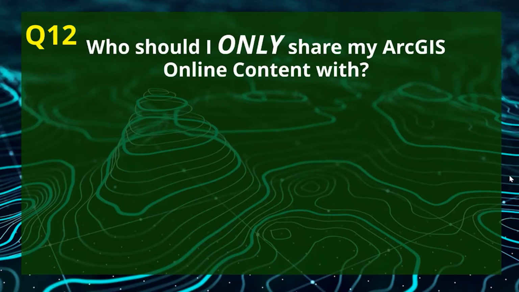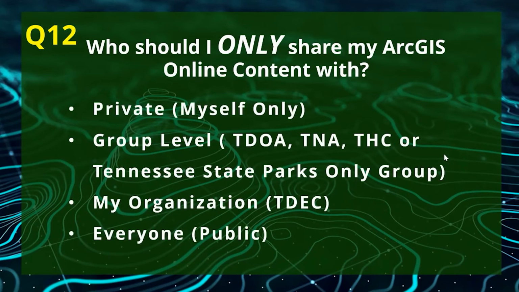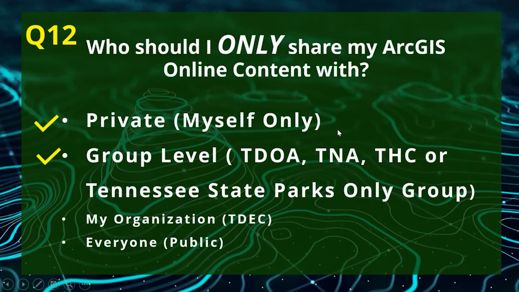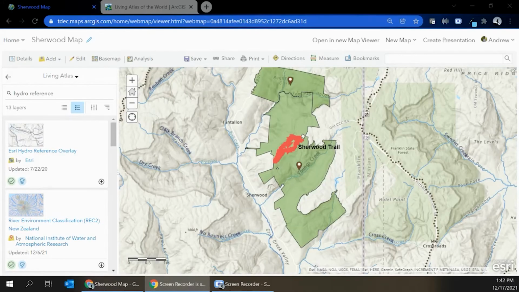So with WebGIS, we want to decide who we share our content with, and we have a lot of options, which I'll go over. We can do it just privately, to our groups, to our organization, and everyone. Hint, there are only two of these that we should be doing. This might be one of the most important things about using WebGIS. It's about who we share our content with.